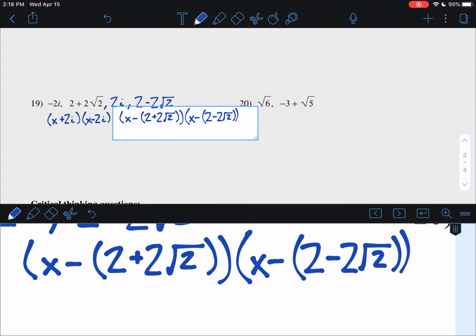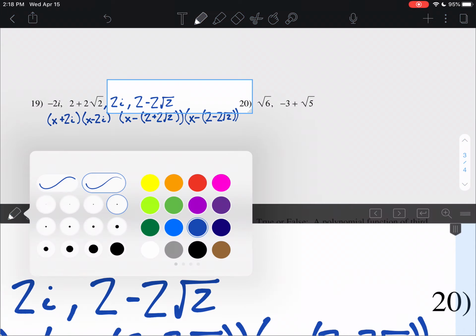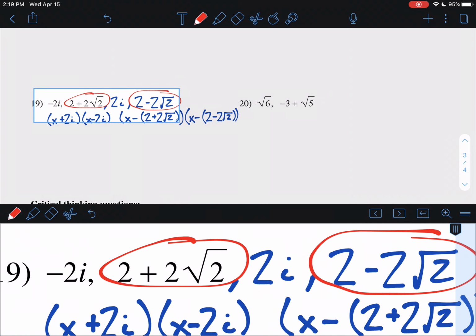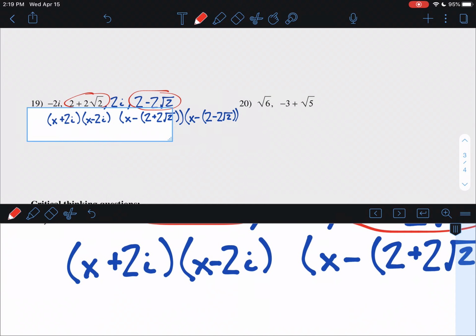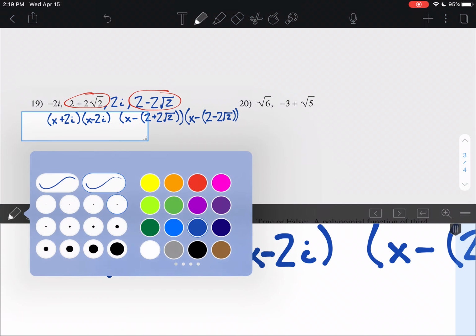So be very careful with these two factors. They're both x minus, because these are the two zeros that I'm working with. I'm working with this number here and this number here. And back at the top, we did this by subtracting whatever it was from x to get our factor. So that means I do have to have these factors. So let's see. First thing I'm going to multiply together is x plus 2i times x minus 2i.